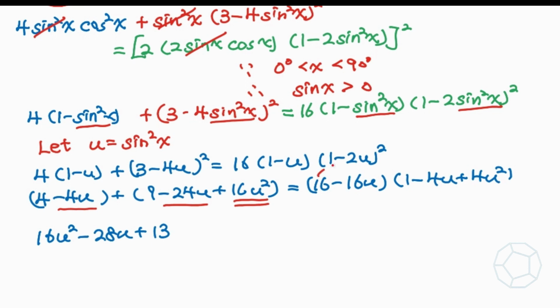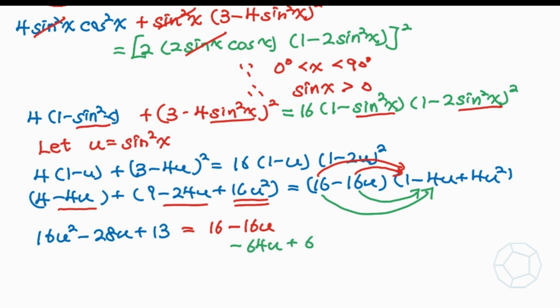And for the right hand side, we expand in such a way. First of all, 16 and minus 16u times 1 to get the same terms. Next, 16 times minus 4u and negative 16u times minus 4u, and we're going to write in a very special way, which is negative 64u plus 64u squared. The like terms are written along the same vertical column, so we can do addition and subtraction easily.